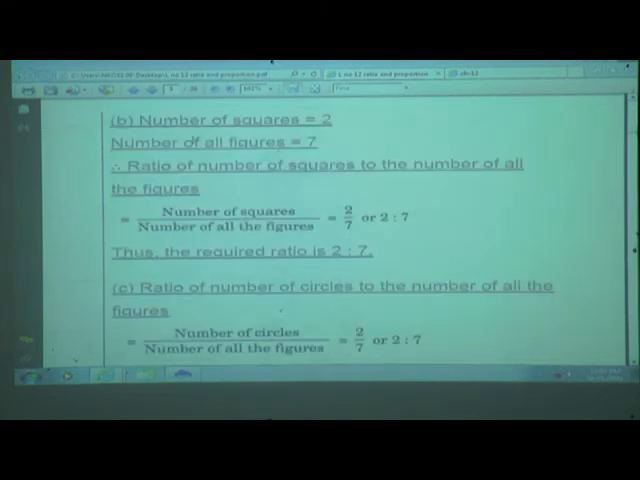Next we have number of squares and number of all figures. Number of squares are 2 and number of all the figures are 7. Thus the ratio is 2:7. Then we need to find the ratio of number of circles to the number of all figures. How many circles are there? Number of circles is 2 and number of all the figures is 7. Thus the ratio formed is 2:7.